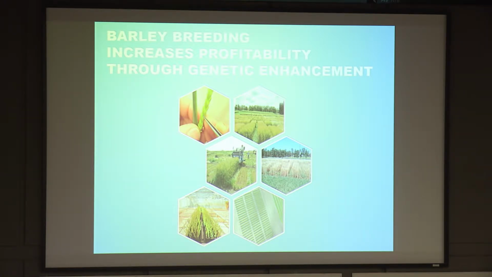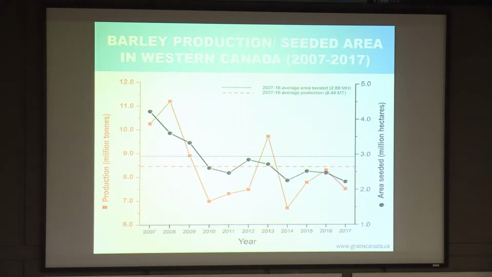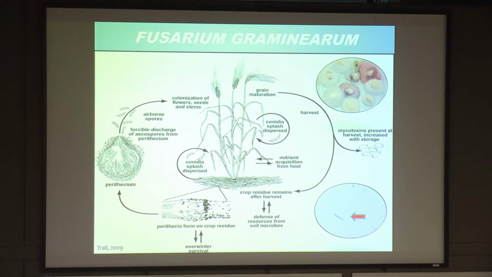So this is possible through conferring genes for protection against plant diseases and insect pests. This is a sad graph about barley production in Canada. There's been a steep decline of production in the last decade. This is likely due to profitability and competition with other more profitable crops. One of the reasons why barley is no longer profitable is due to this fungus, Fusarium graminearum.